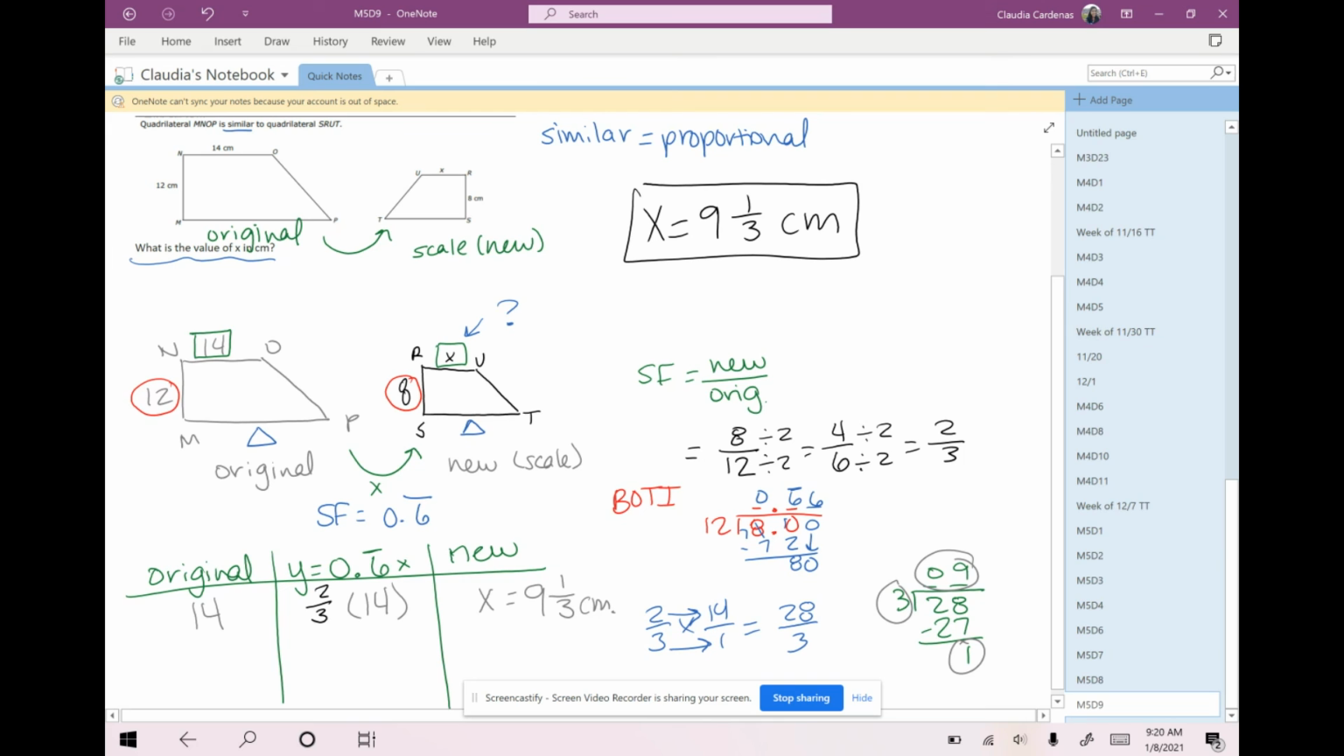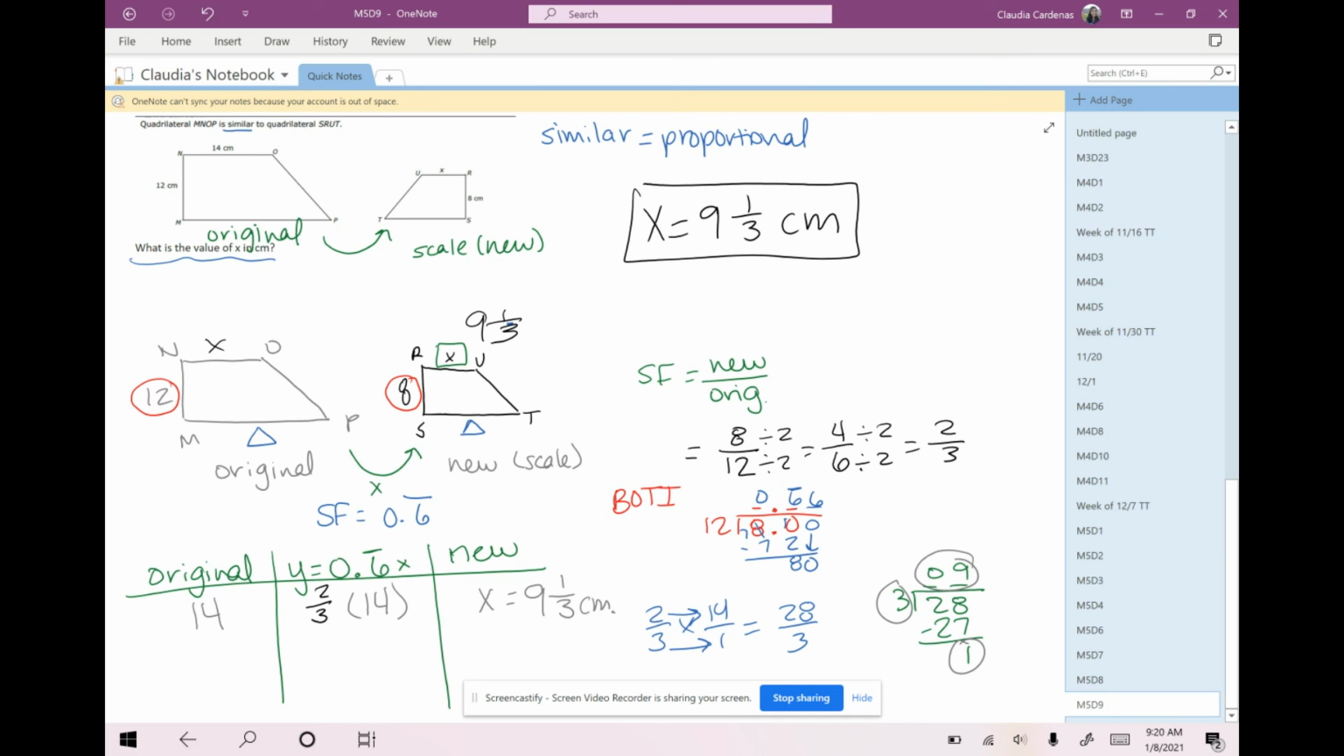centimeters. Well, what would I have done if I was missing an original side? So for example, let's say we had this side, we had 9 1/3, but we were missing 14, right? This was missing. Well, if I multiplied the original dimension to get the new dimension, then I would have to do the opposite or divide to get the original side.